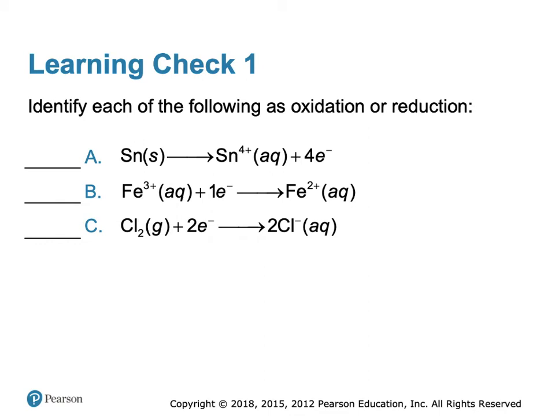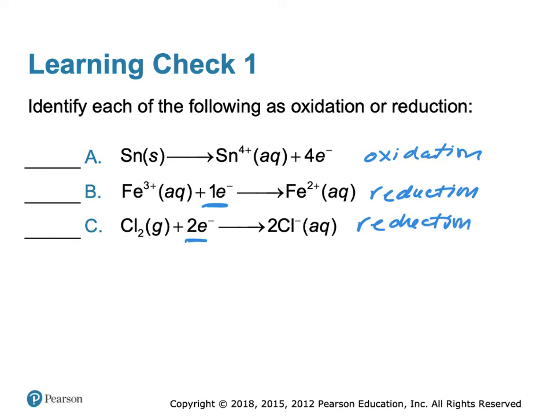So let's identify the following reactions as oxidation or reduction. Pause your video. In the first reaction, we have tin solid, and tin is losing 4 electrons, so that would be an oxidation. In B, we have iron 3+ plus 1 electron, forming iron 2+. So it is gaining an electron, so this would be a reduction. All right, in this last reaction, we have chlorine gas gaining 2 electrons, so that would also be a reduction.